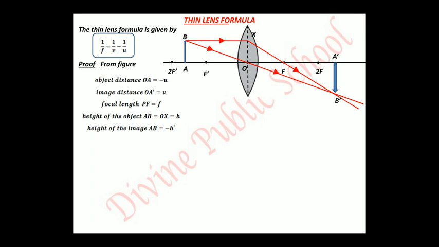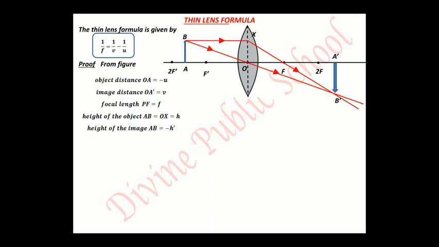Height of the object, that is your AB, which is also equal to OX, is written as h because it is above the principal axis, so it is positive. Height of the image A dash B dash is minus h dash because it is below the principal axis. That's why it is taken as negative.